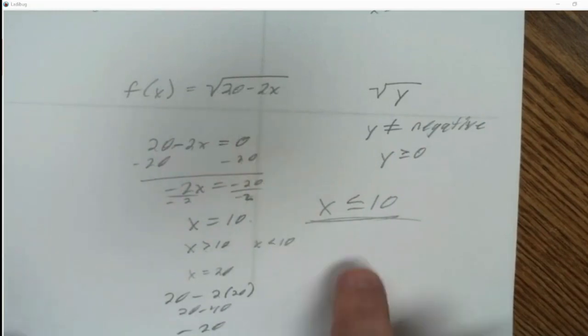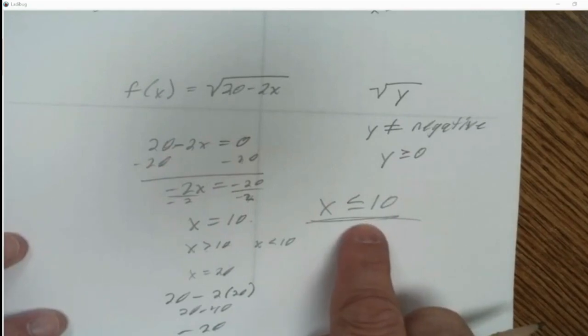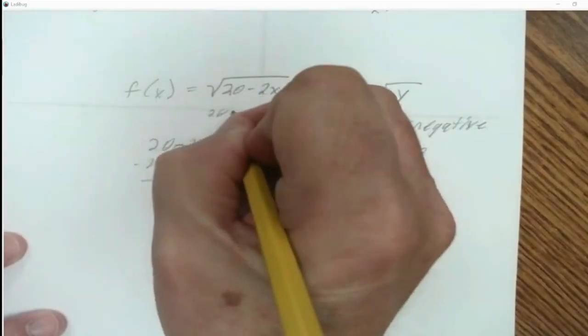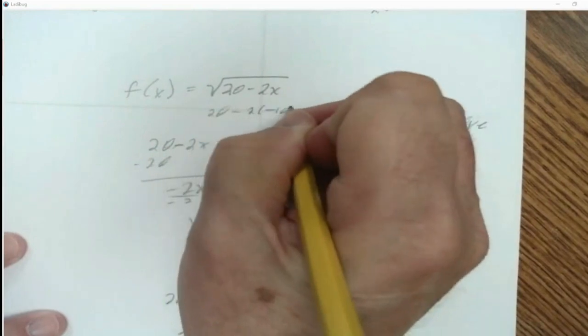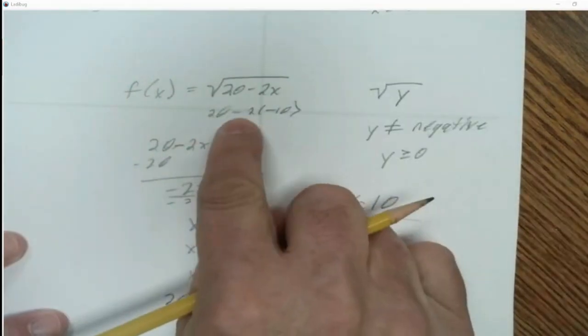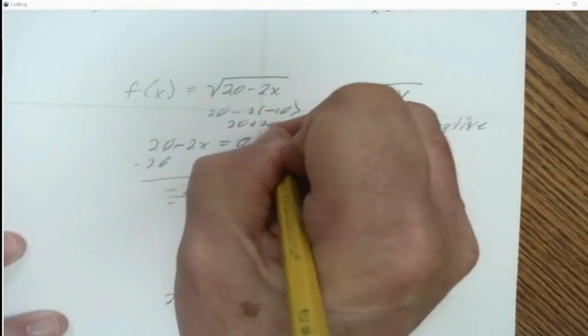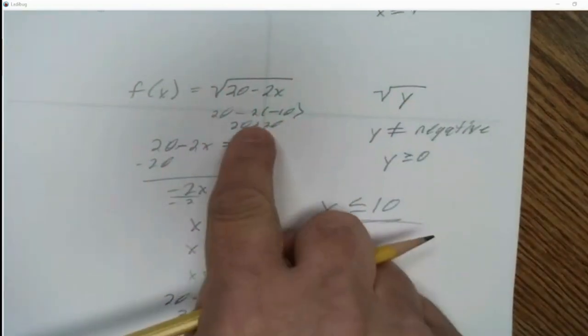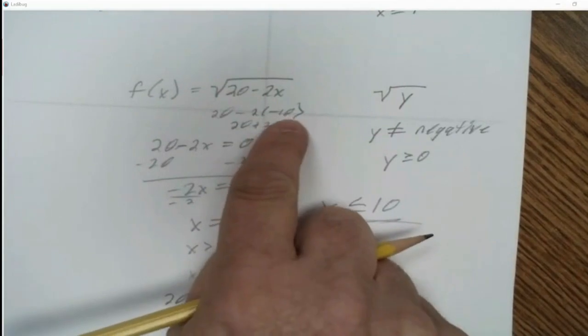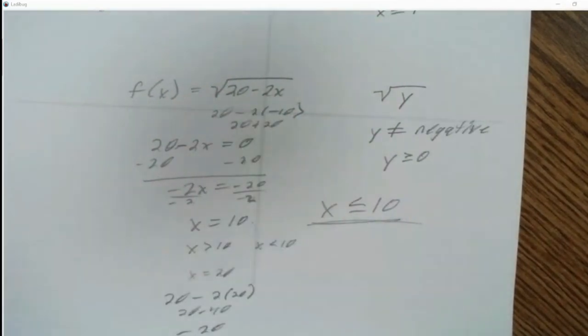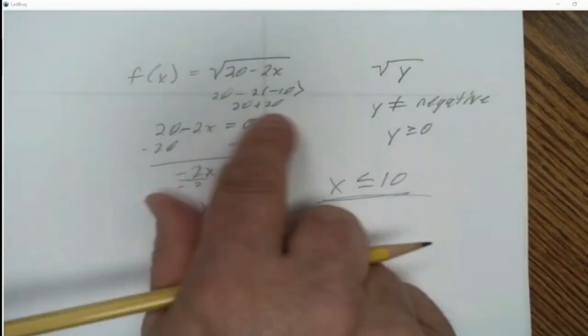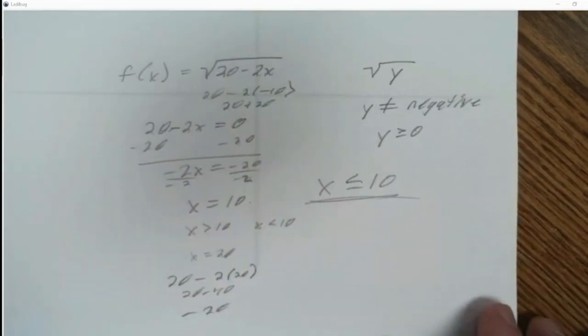And you say, well, if smaller, that means it could be negative 10. Sure. 20 minus 2 times negative 10. Negative 2 times negative 10 is plus 20. So it'd be 20 plus 20. That'd be the square root of 40. That's okay. So x could be a negative number because it's subtracting it. So you just have to calculate what valid numbers you can put for x for the domain.